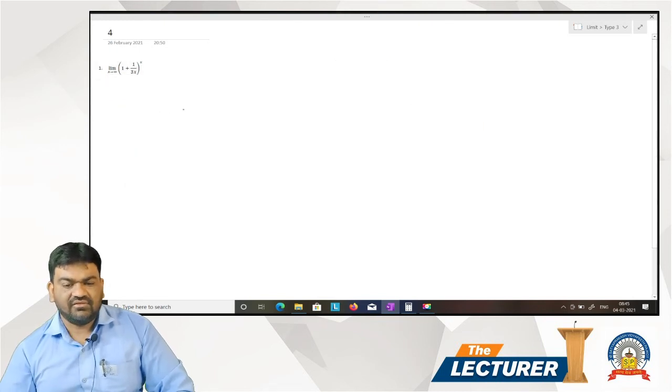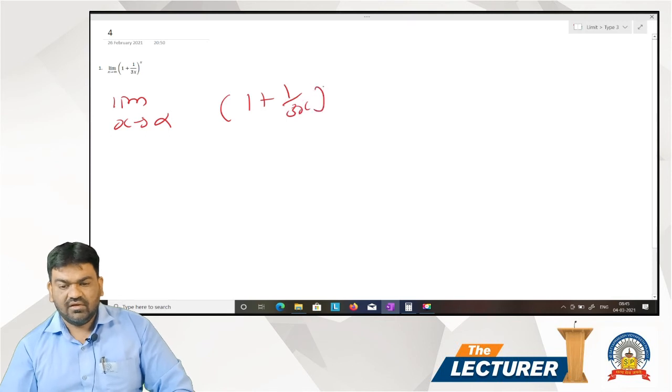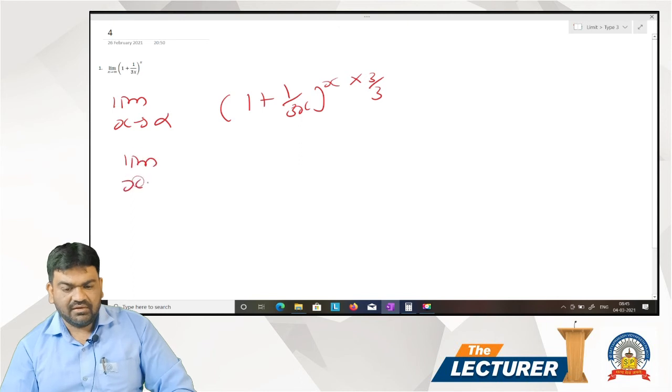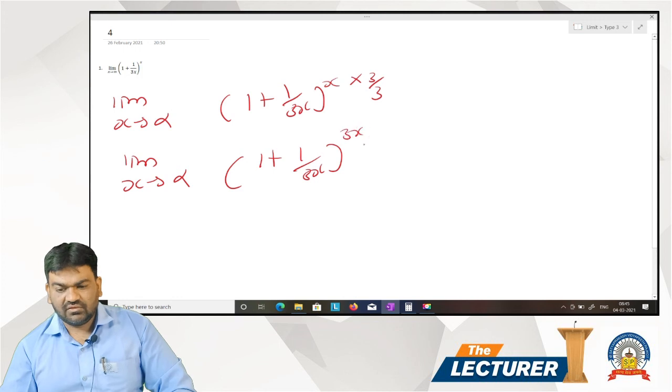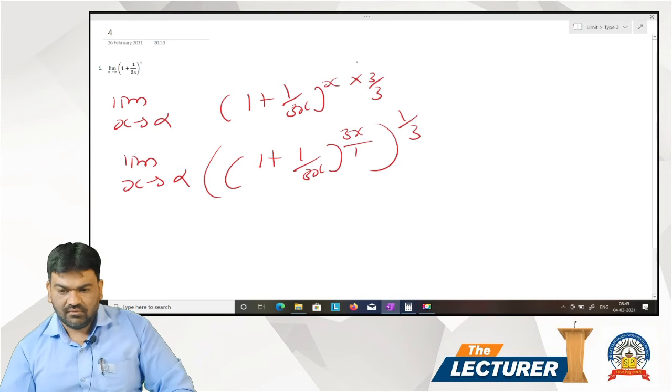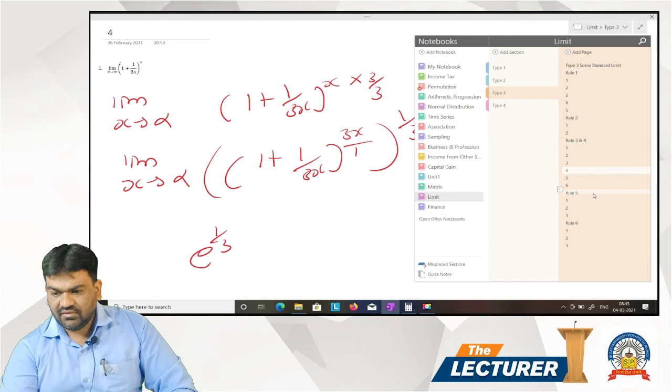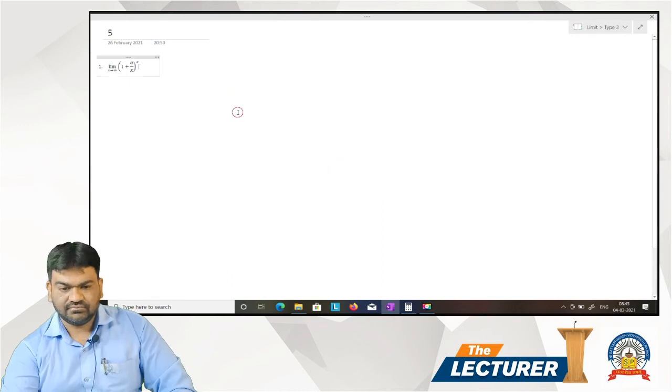Next example number 4. Limit x tends to infinity, (1 plus 1 upon 3x) raised to x multiplied by 3 divided by 3. Limit x tends to infinity, (1 plus 1 upon 3x) raised to 3x upon 1, raised to 1 upon 3, because 3x divided by 1 goes in the denominator. The limit of this we know, that is e raised to 1 by 3. This is your answer.